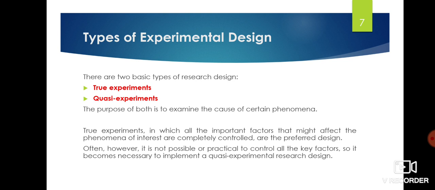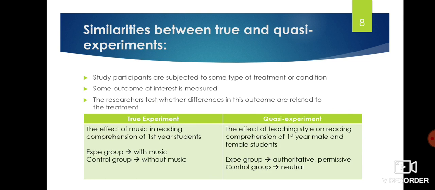Next, eto na yung sinasabi ko kanina. So, we have the true experiments, we have the quasi-experiments. The purpose of both is to examine the cause of certain phenomena. In true experiments, in which all the important factors that might affect the phenomena of interest are completely controlled, are the preferred design. Often, however, it is not possible or practical to control all the key factors, so it becomes necessary to implement a quasi-experimental research design. Ito yung pinaliwanag ko sa inyo kanina, class.